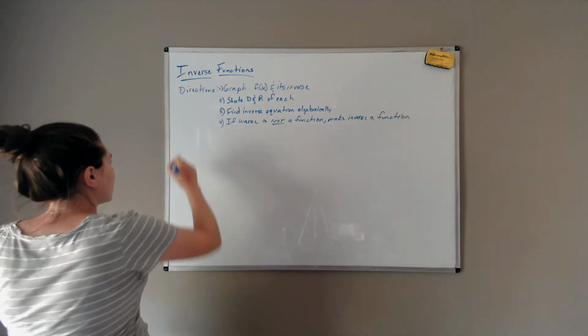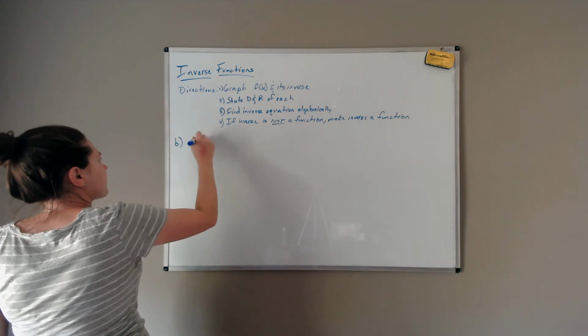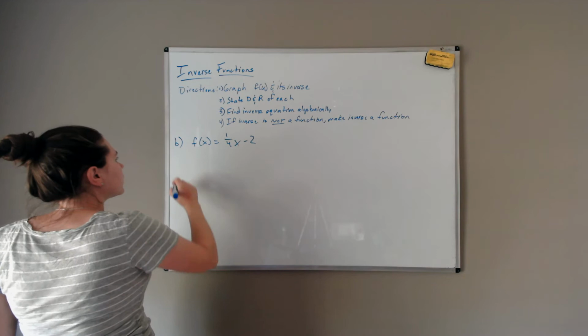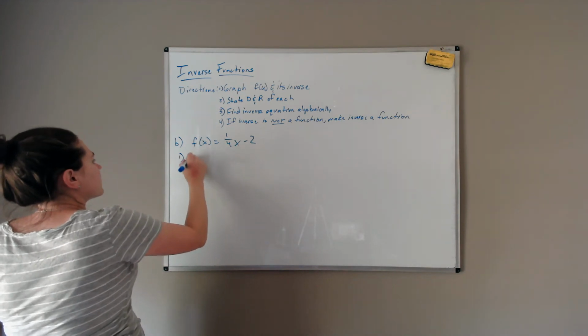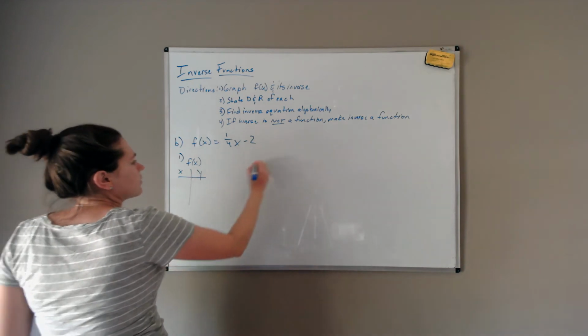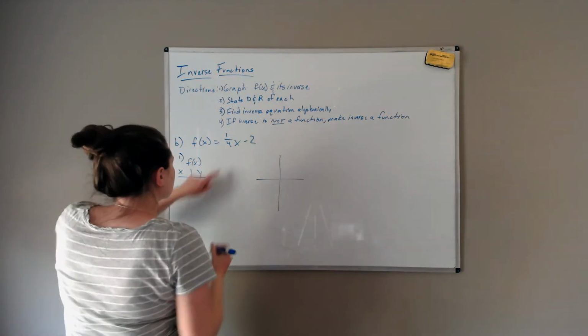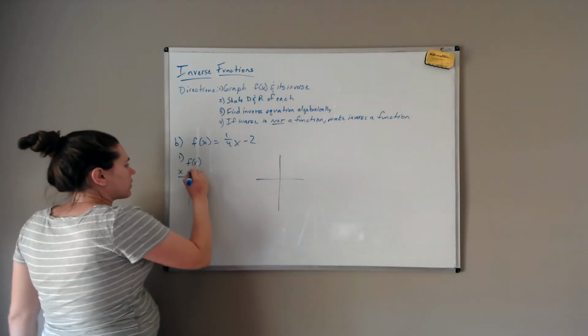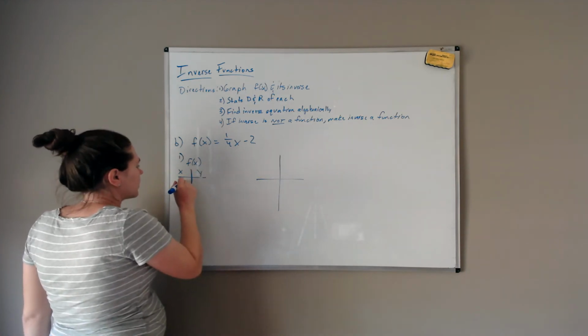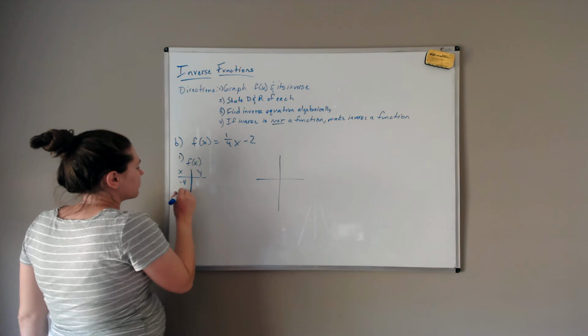Number 2, we'll call it B. We'll do f of x equals 1/4 x minus 2, okay? Number 1, graph each, so f of x. We'll start by making a table. Okay, notice this is a line, right? So let's plug in numbers that'll make it easy on ourselves. So negative 4, 0, 4.